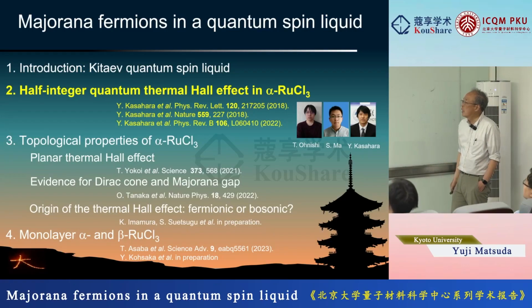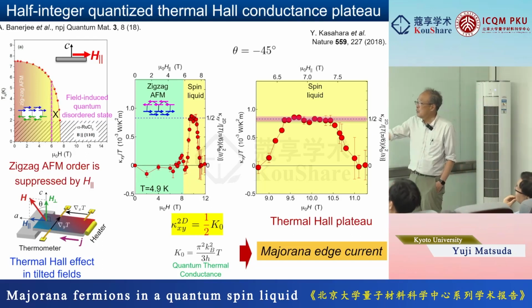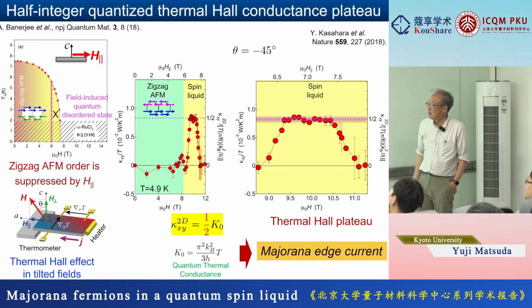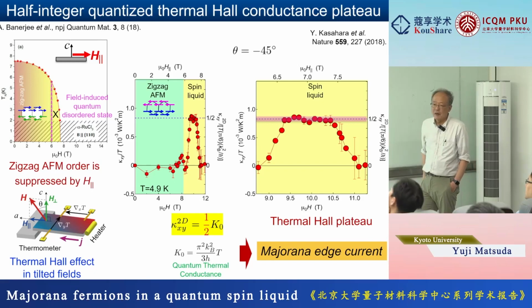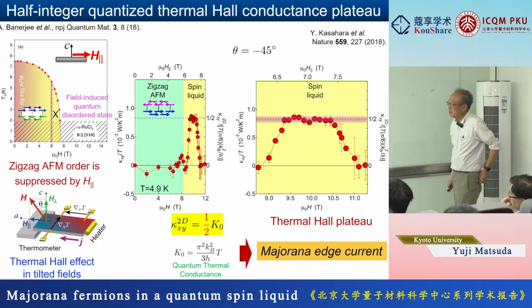Okay, now let me discuss the half-integer quantum thermal Hall effect in this material. In this material, antiferromagnetic order occurs at 7.5 Kelvin. But if we apply the magnetic field parallel to the ab plane, this antiferromagnetic order is suppressed, and the paramagnetic state, which we often call the field-induced quantum disordered state, appears. So the most important question is what is this paramagnetic state? Is this a simple paramagnetic state or some quantum spin liquid state? That's the most important point.